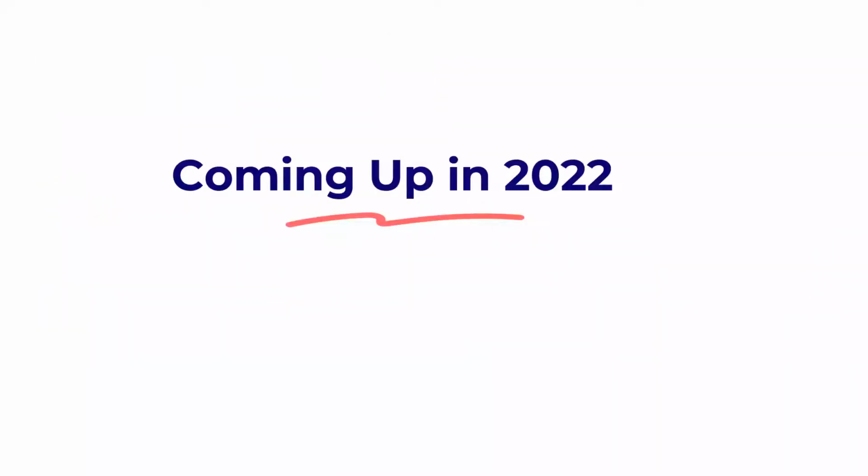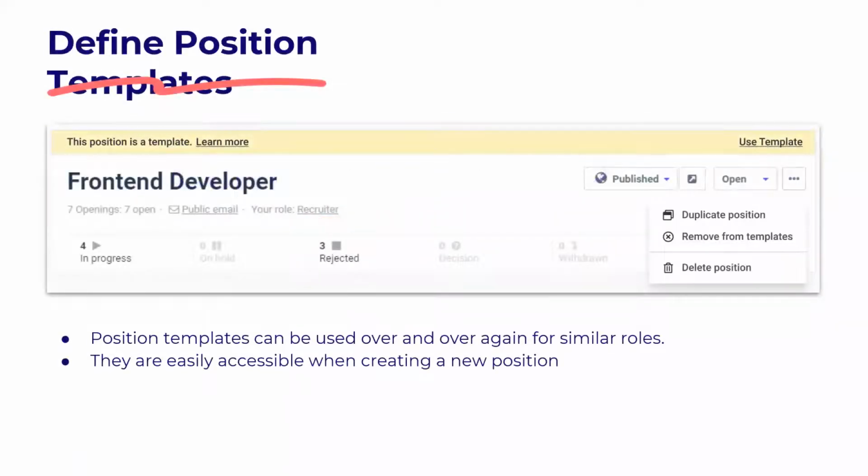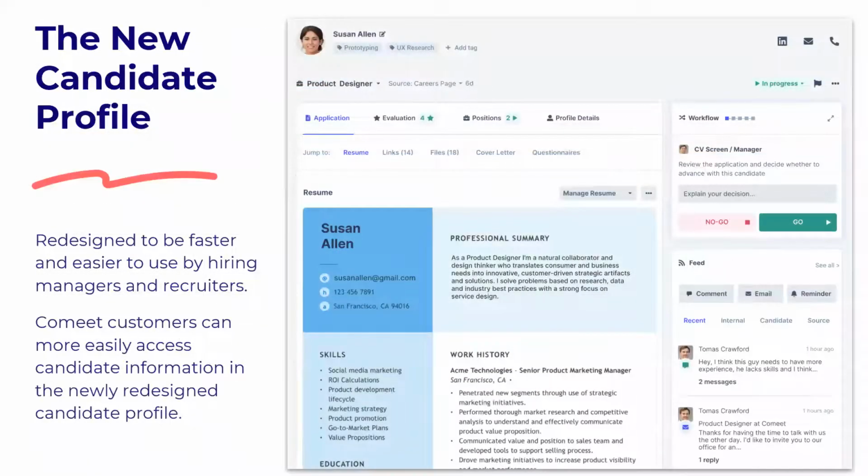Coming up soon, we have some very exciting updates in Comeet. I can say personally that I'm very excited about them. The first thing that we have is the option to define position templates. Position templates allow you to really align all of your workflows with the same steps that you want to be aligned across the organization, making reporting much more effective. So you can make sure that each position is aligned and not every recruiter is creating different positions and different steps.